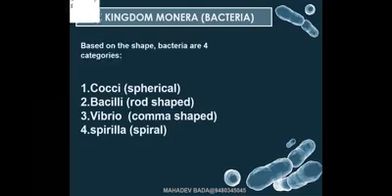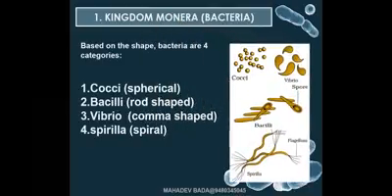Different types of bacteria: based on the shape, bacteria are of four categories. They are divided into four groups called Cocci, Bacilli, Vibrio, and Spirilla. You can see in the diagram, Cocci are spherical in shape. Bacilli are rod shaped. Vibrio are comma shaped, like the comma we give when writing. Spirilla are spiral in shape.